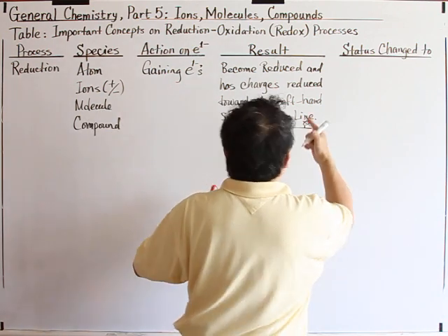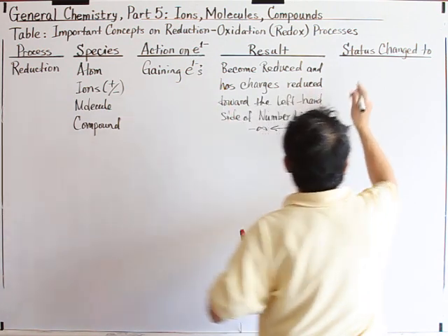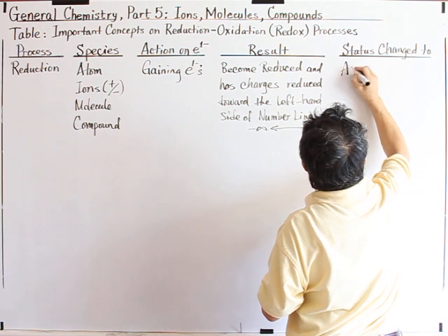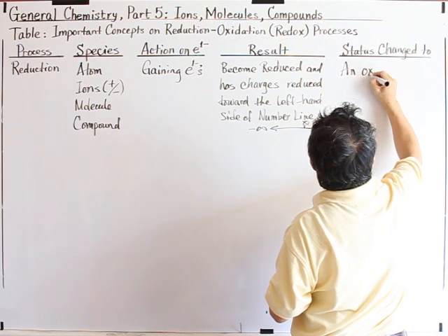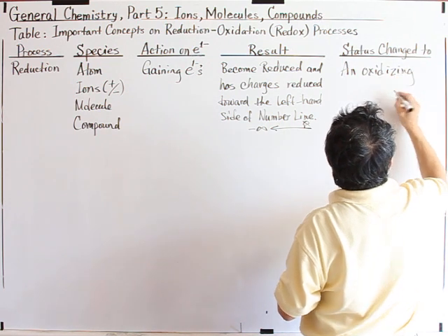Become what? It's being gain electron, being reduced, then it becomes what? An oxidizing agent.